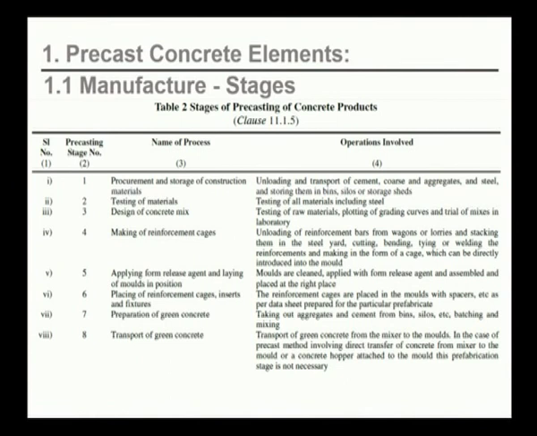Preparation of green concrete is the seventh stage: taking out aggregates and cement from bins, silos, etc., batching and mixing. Eighth point is transportation of green concrete. Now the green concrete that we have prepared has to be transported from the mixer to the molds. In the case of the precast method involving direct transfer of concrete from the mixer to the mold, or a concrete hopper attached to the mold, this fabrication stage is not necessary.